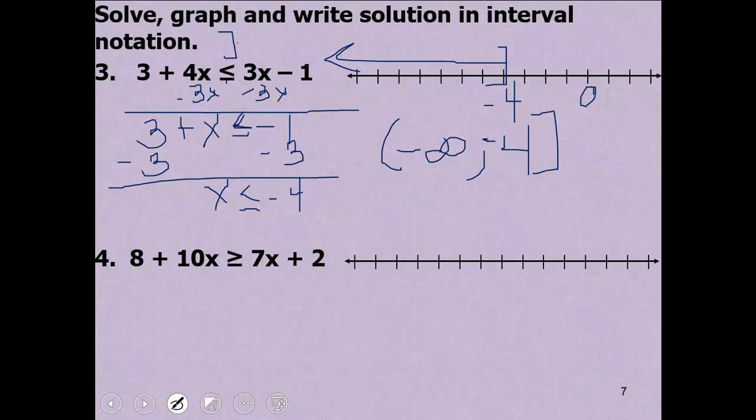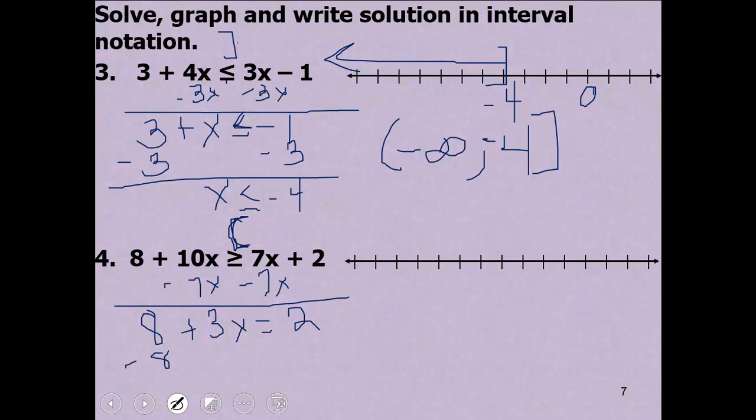Number 4, I'm going to subtract 7x. Again, look at your inequality. With the line underneath means I'm going to need to use a bracket. All right, I'm going to subtract 7x from both sides. I get 8 plus 3x is equal to 2. I'm going to subtract 8 from both sides, and I get 3x is equal to 6. This leads into our next discussion. I'm sorry, this is greater than or equal to, sorry.